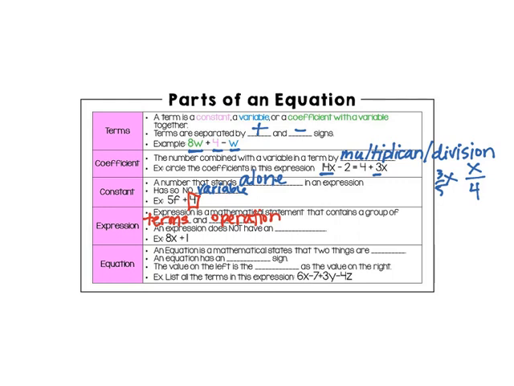All right, so it says an expression does not have an equal sign. Okay, so look at the example 8x plus 1. There is no equal sign, it's just an expression. We have one term here, and one term here, and then it's held together by an operation.